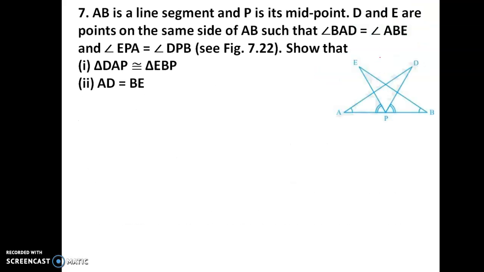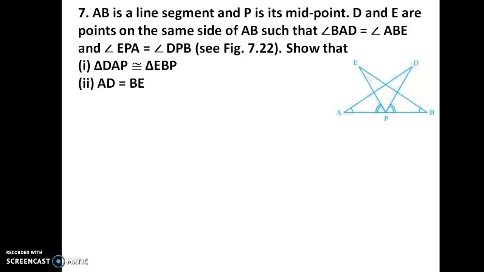In the seventh problem, AB is a line segment and P is its midpoint. D and E are points on the same side of AB such that angle BAD, that is angle A, is equal to angle ABE, and angle EPA is equal to angle DPB. These two angles are also equal.